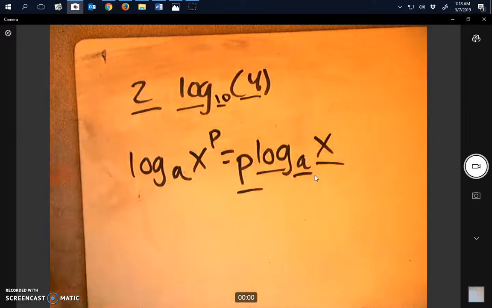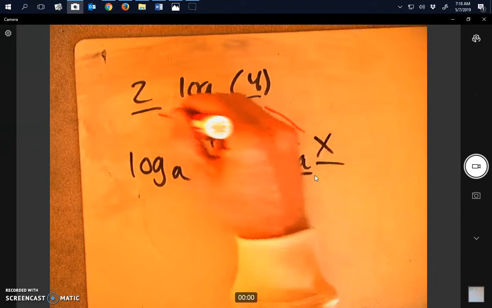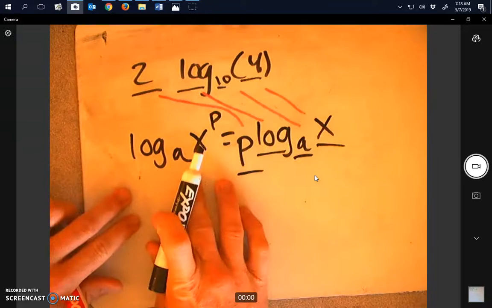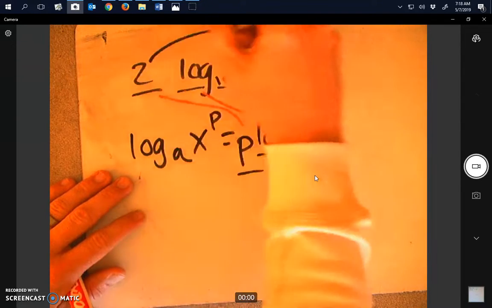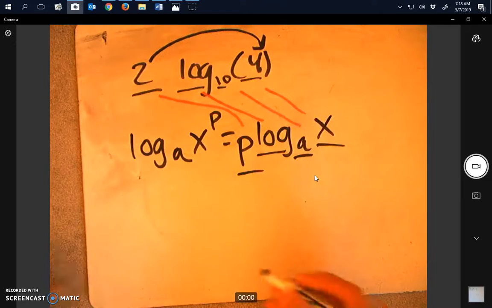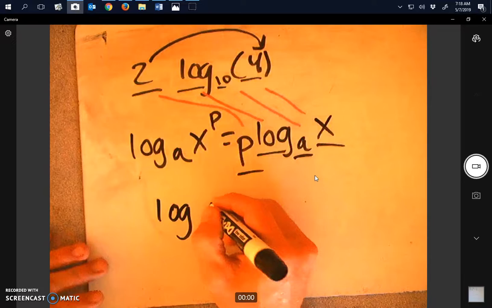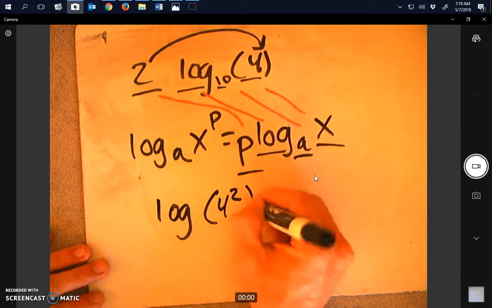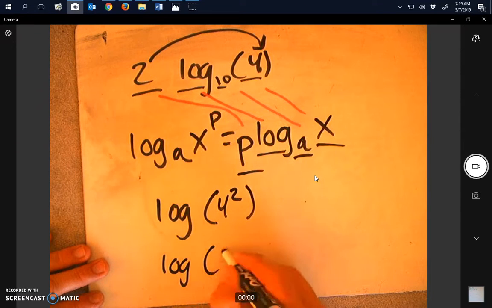I guess I should have color-coded all these things. I'll do this. Yeah, I don't know if that helps or not, but okay. So we got to rewrite it in this form. So everything is really more or less the same, except this 2 just becomes an exponent on top of our 4. Okay. So log base, which is 10, we don't need to write it. 4 squared is our answer, which is going to be 16.